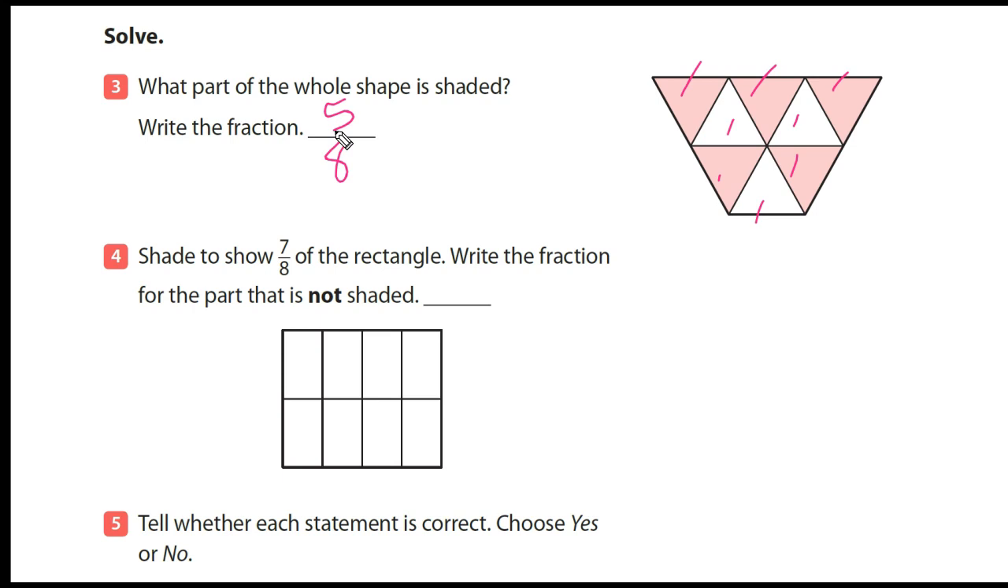Number 4 says, shade to show 7/8. So how many am I going to shade in? 7 of them. Okay, 7 of them. One, two, three, 4. Is that right?